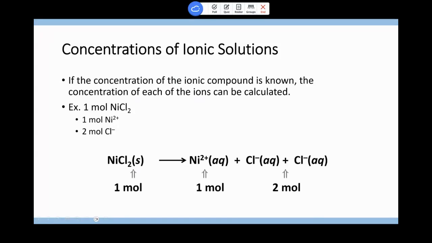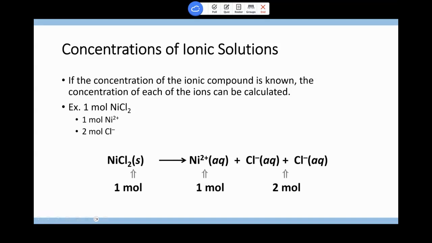So here's an example with nickel chloride. If we have 1 mole of solid nickel chloride added to solution, that dissociates into 1 mole of nickel 2+ and 2 moles of chloride ions. We have 2 chloride ions here because we have a 2 subscript in that formula. So for every 1 mole of nickel chloride, we have 2 moles of chloride ions.